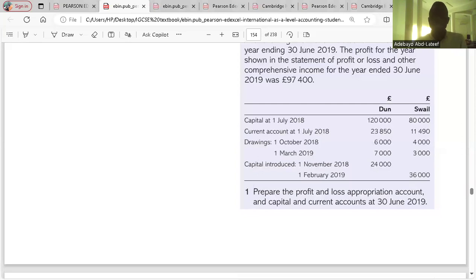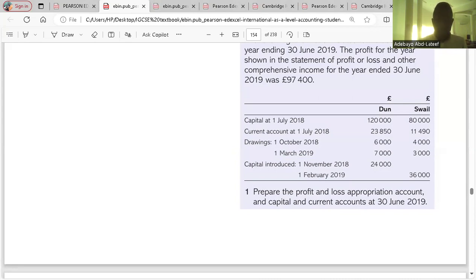So the items in the profit appropriation account will be the following: profit for the year at the extreme end, 97,400. Then our interest on capital will be for Don 10,080, for Swale 8,120. So the total for interest on capital is 18,920. We take it away from 97,400, which is the profit for the year. So we have 78,480. We don't finish there.